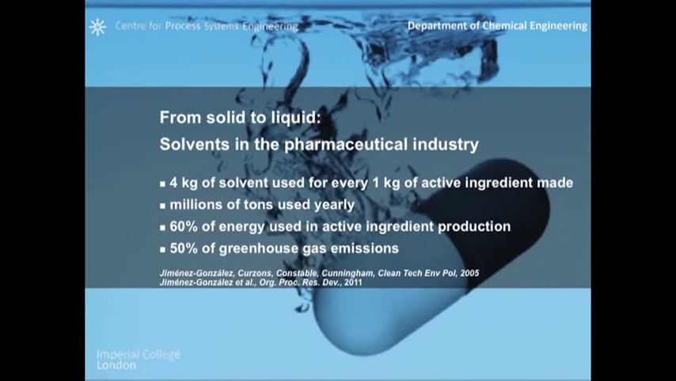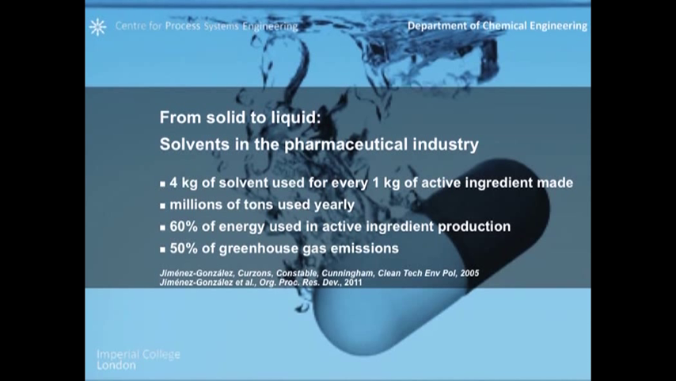Okay, the next thing I want to do is to now move to the liquid phase and to talk about the impact of solvents in terms of processing. So in the fine chemicals industry, solvents are used very frequently, as I mentioned earlier, because most of the molecules of interest are solid. And this comes at a high price. For every kilogram of active ingredient, so the drug that people take, for every kilogram of active ingredient that is made, we need to use 4 kilograms of solvent.